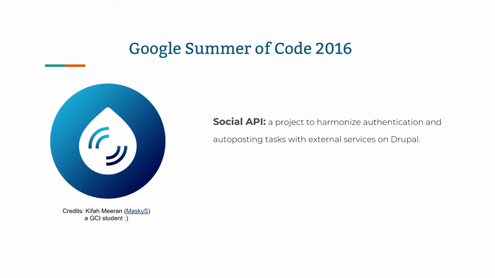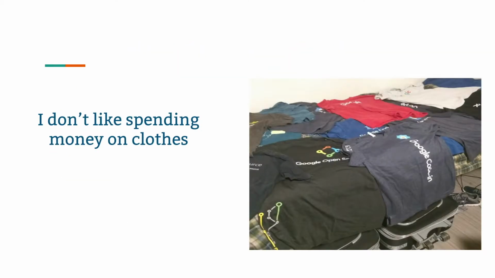And I like to think that the social API exists only because I wanted a Google T-shirt, and this is how my closet looks right now. It's not because I am a big fan of Google, it's just because I don't like spending money on clothes. I think that's fair.